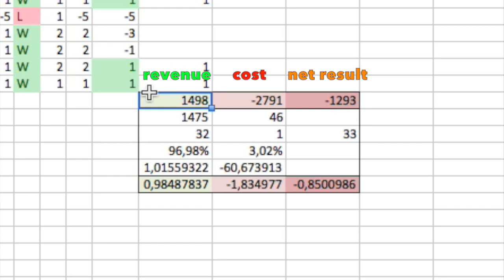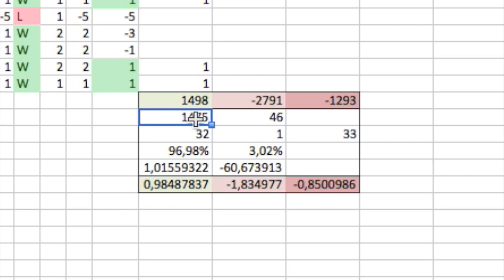And here was my revenue, my cost, and my net result. My revenue was 1,498. I had 1,475 winning sessions, so that means on average I've won 1.0155. My total cost was 2,791, so I had to apply my stop loss 46 times, and on average my stop loss was 60.6739.